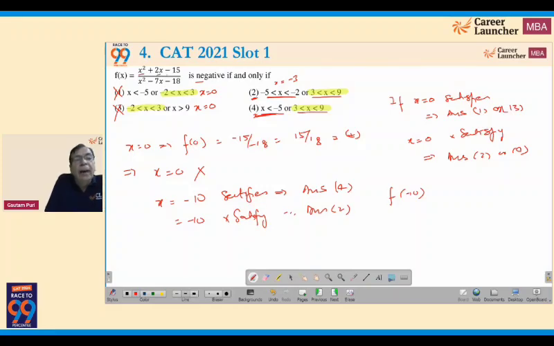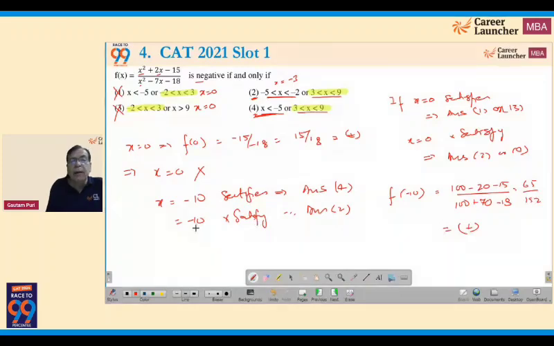100 minus 20 minus 15. So this is equal to 100 minus 20 minus 15 divided by 100. X is minus 10, so x square is 100 plus 70, because 7 into minus 10 minus 18. This is 80, 75, 65. 65 divided by 170 minus 18, 152. This is positive.